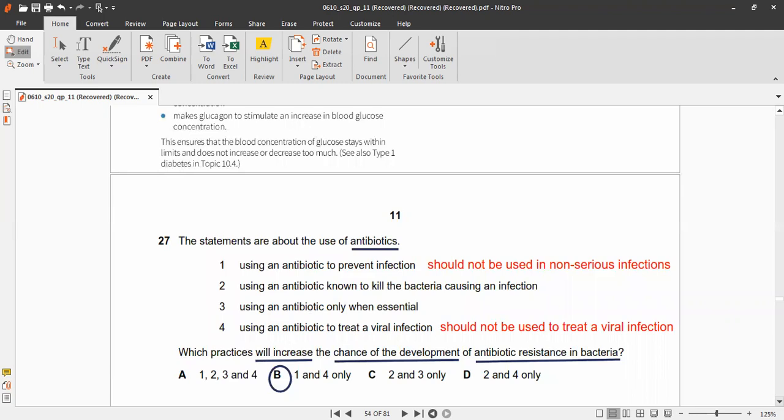Yes, 1 and 4 only. Using antibiotic to prevent infection shouldn't be done. Antibiotics shouldn't be used in non-serious infections. And also, antibiotics shouldn't be used to treat viral infection, because we use antibiotic to treat bacterial infection, not viral.